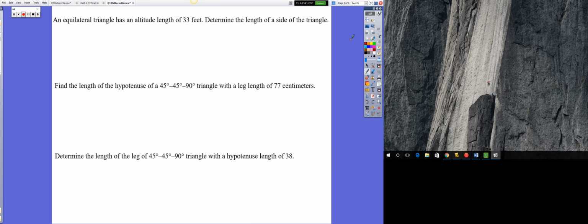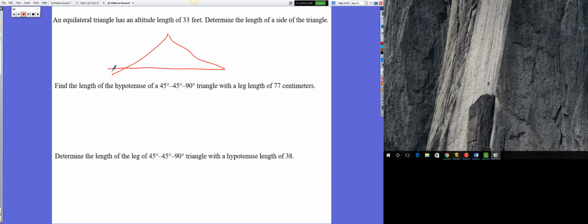And now, special triangles, but you gotta draw your own picture. So an equilateral triangle, let's draw it. It has an altitude, that's the height, that's this piece right here. So that is 33. Determine the length of the side, so they want to know what are the dimensions of this triangle. Okay, so if that's 33, I'm going to work backwards to get the shorty piece.